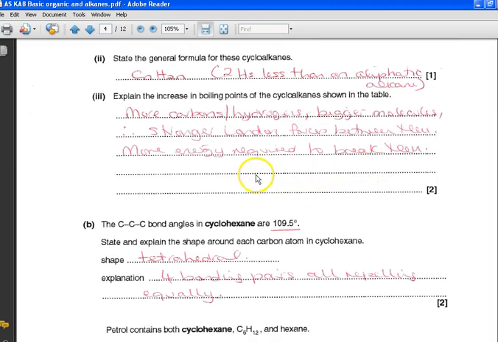And then explain the increase in boiling points. This is going to be the fact that you've got more carbons, more electrons, bigger molecules. You need to somehow reference that, which leads to stronger London forces. And then finally, you must say that more energy is required to break them apart. Okay.